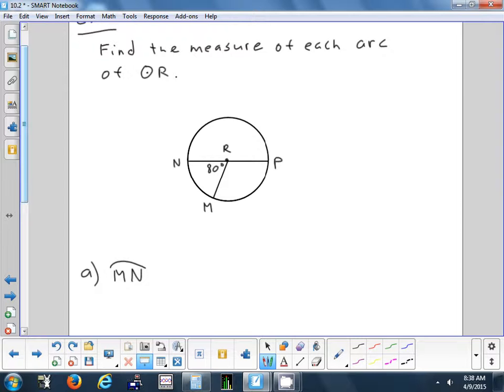Okay. Well, first of all, can you just tell me what kind of arc MN is? Is it a major arc or a minor arc? It's a minor arc. So the definition, if you know the size of the central angle, that's the size of your arc. So in this case, arc MN is how much? 80. Yep. 80 degrees.